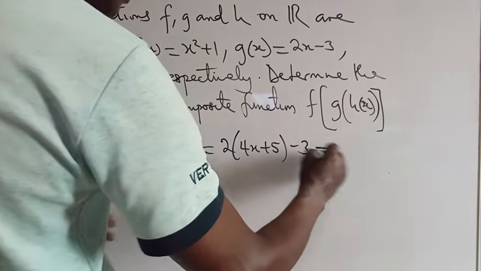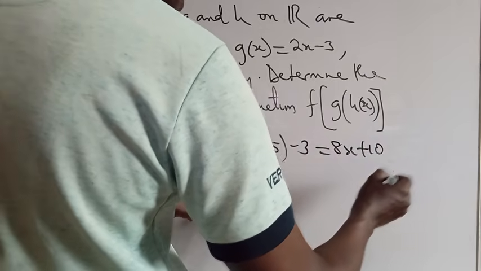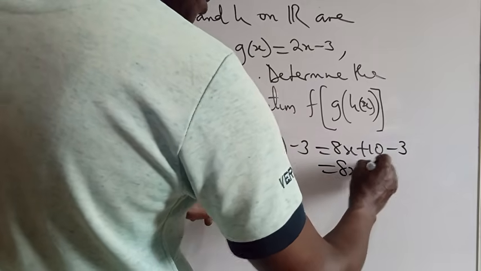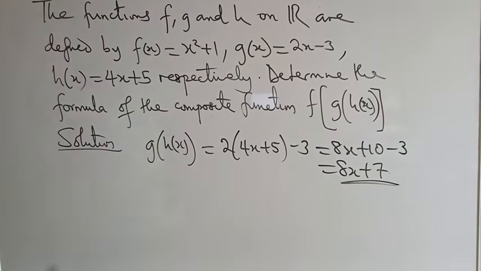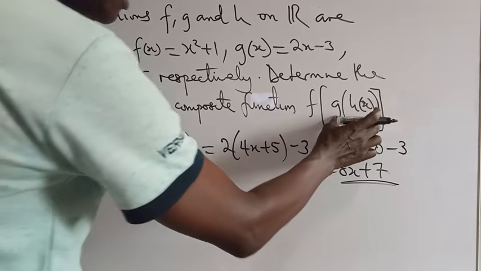By the time we expand, we have 8x plus 10, then minus 3. That gives us 8x plus 7. So the result of that is 8x plus 7. Now we have dealt with this.